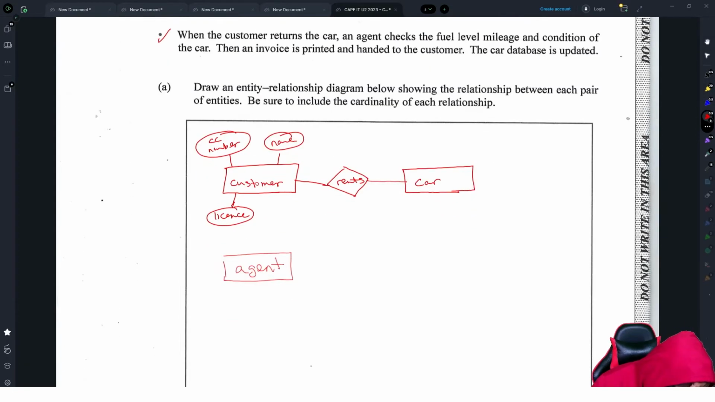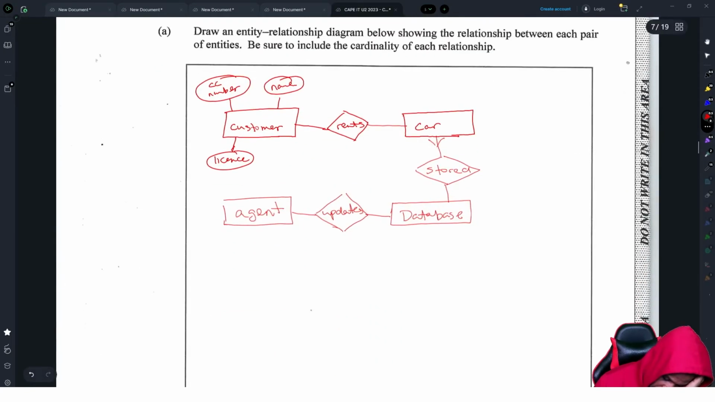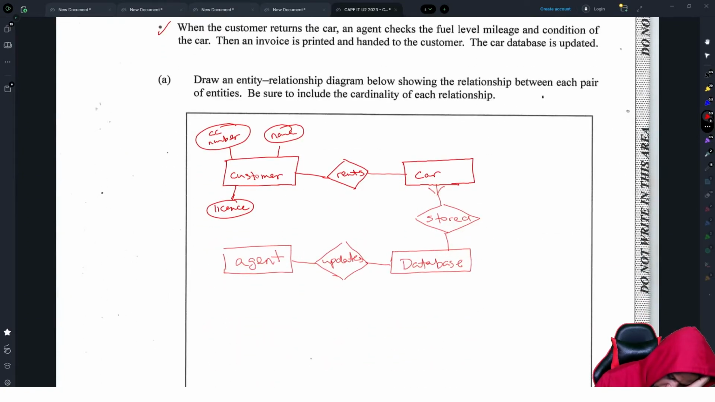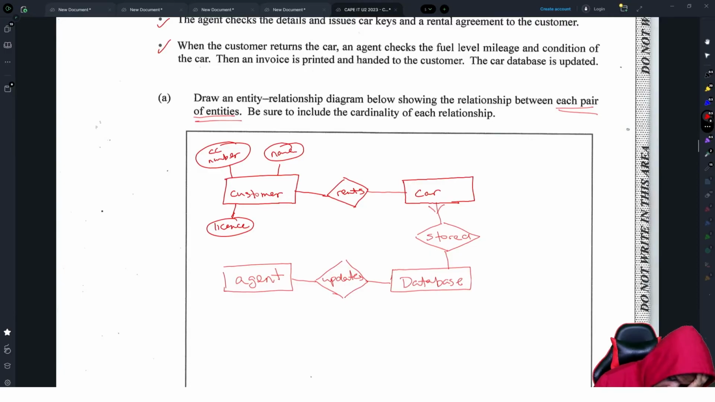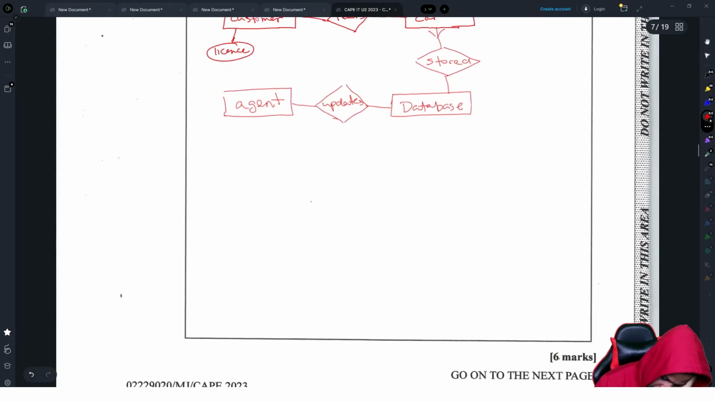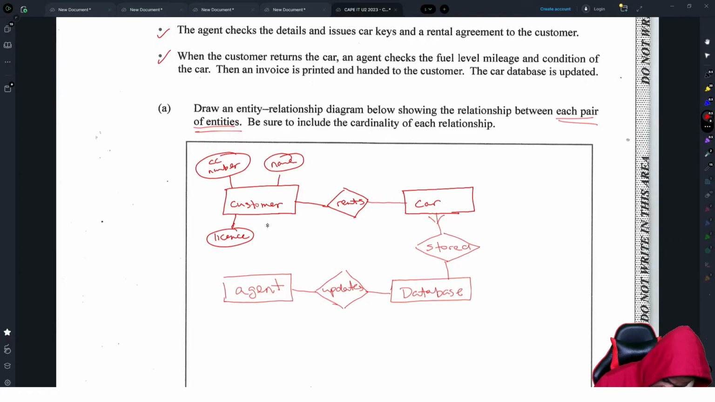Right, agent, and then you have the database. So many cars are stored in one database. An agent updates, I would assume that is many agents, but I over-answered this. It's only 6 marks. But it did say draw a diagram below showing the relationship between each pair of entities. I put in all kinds of attributes, but it's only 6 marks. I don't think they want all the attributes. They just want a customer rents a car, the car is stored in the database, the agent updates the database. The only other thing I could do is customer talks to agent. I'll just put that there for good measure.